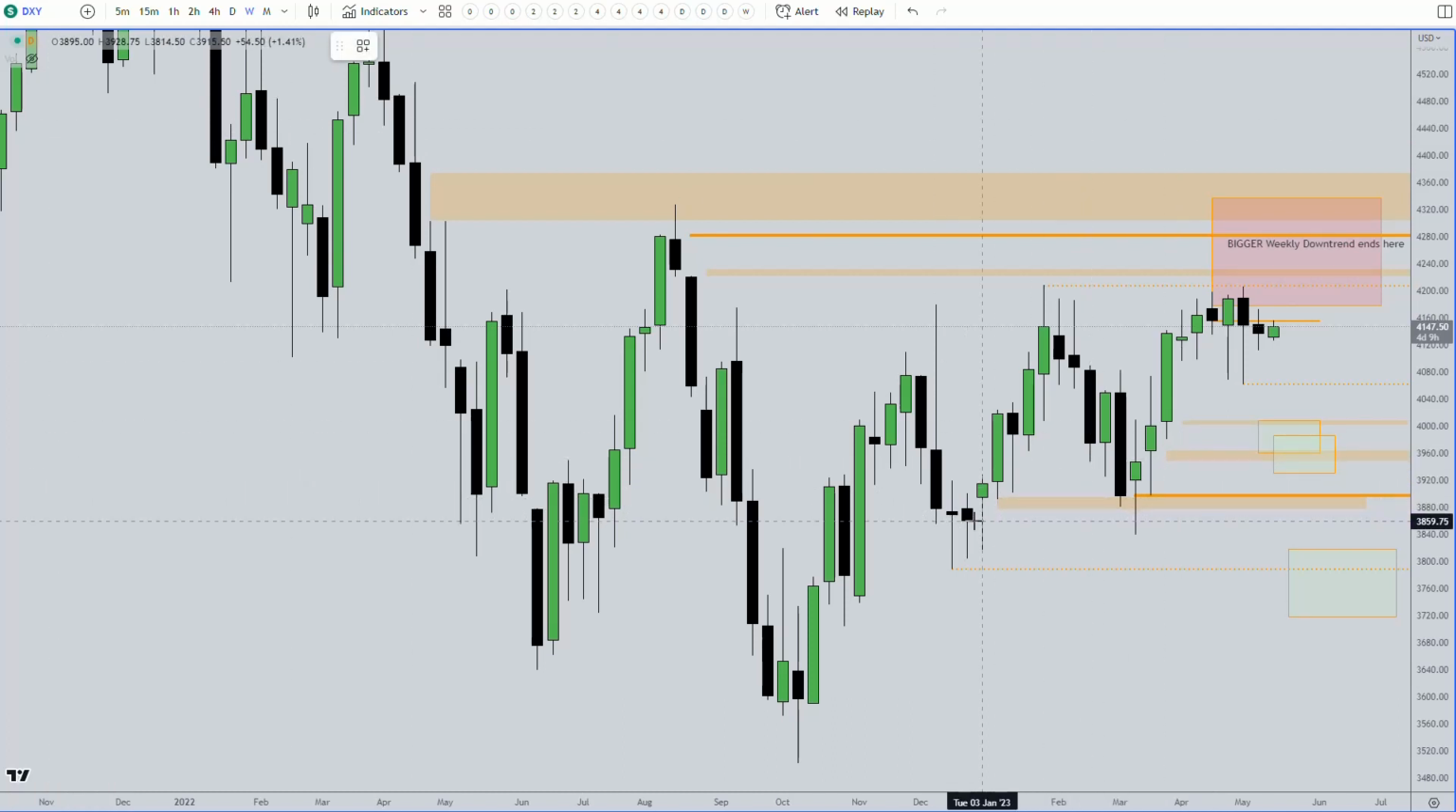As you can see, one taken from this swing point, and the other one, the first one, taken from the low at around $3,900.